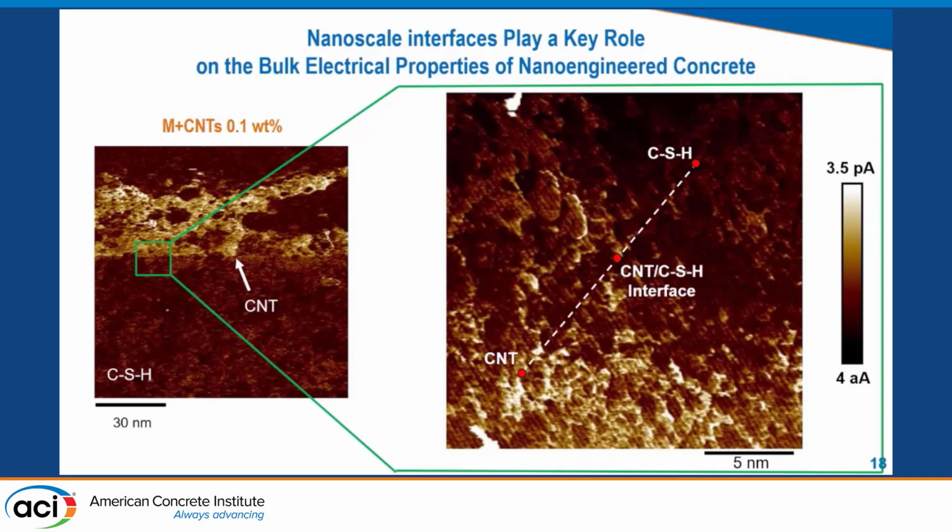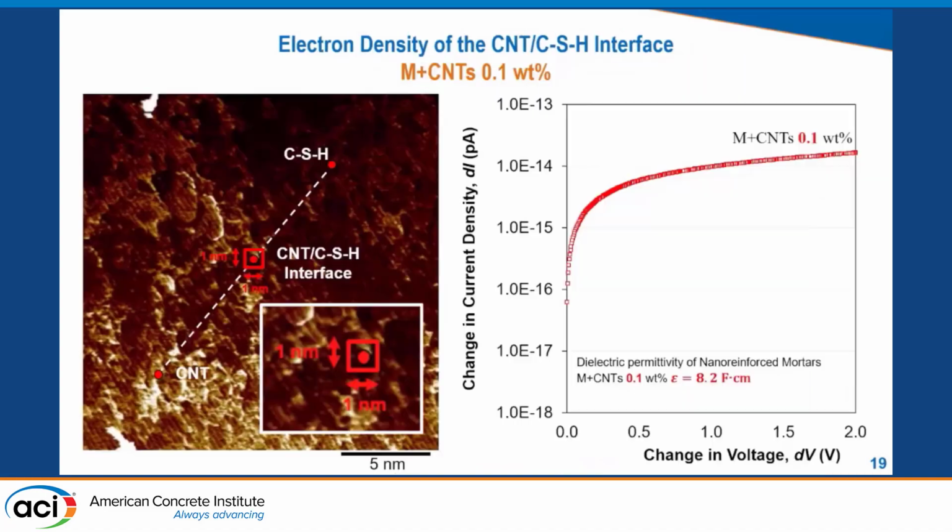And for the last part of this presentation, I would like to introduce a study about the nanoscale electrical properties at the interfaces of the nanocomposites. And here we see the AFM from an individual nanotube in mortar, 0.1% per weight of cement. We were able to scale down to 5 nanometers, to measure the current mapping for a CNF, interface, and CSH. And actually, we talk about the interface.